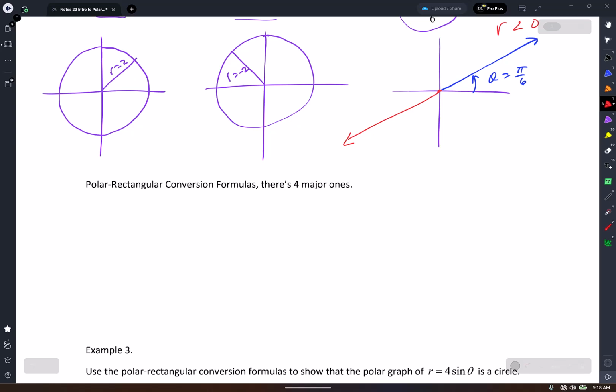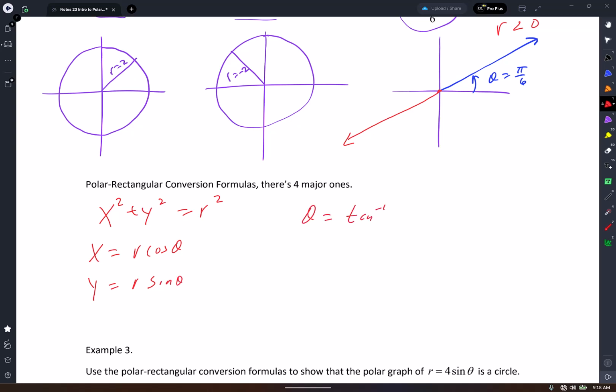All right. There's 4 major ones. What are my major ones? x squared plus y squared equals r squared. x equals r cosine theta. y equals r sine theta. And the angle is theta equals tan inverse of y over x.